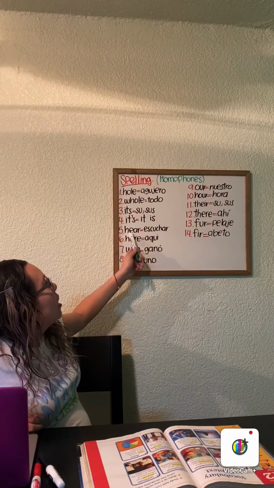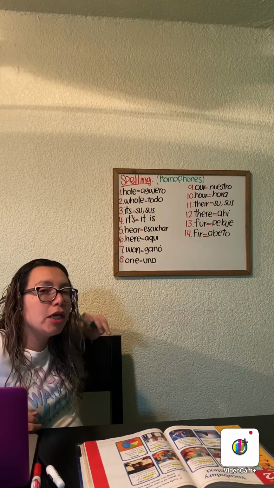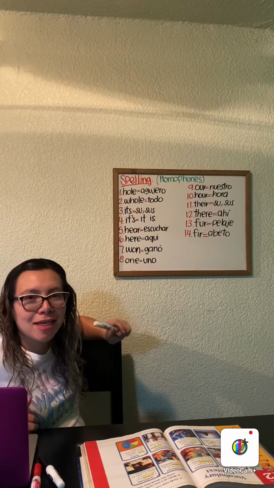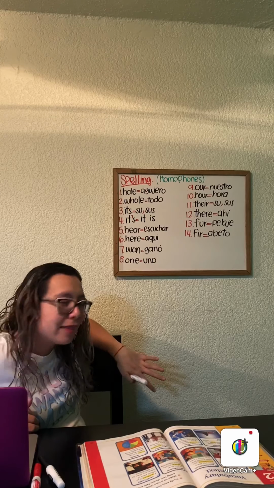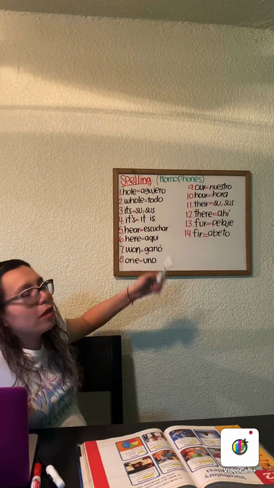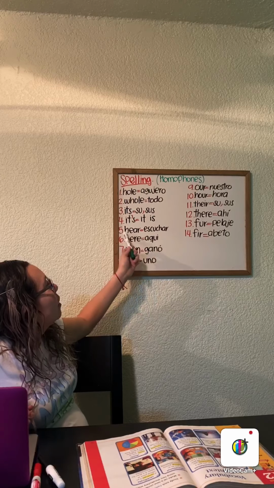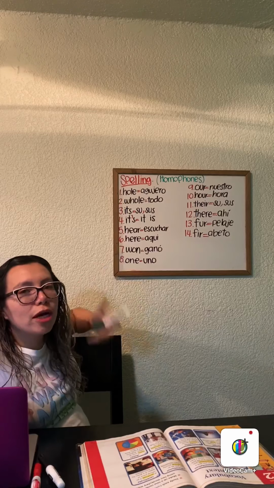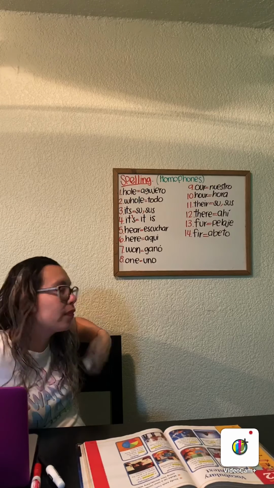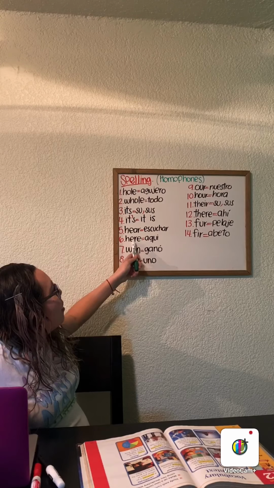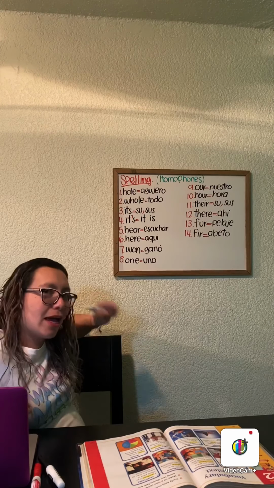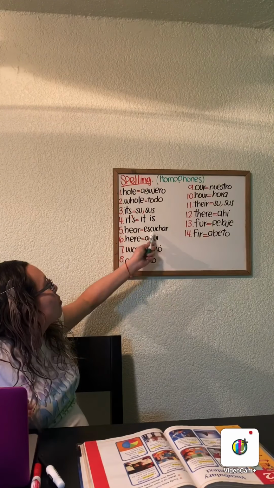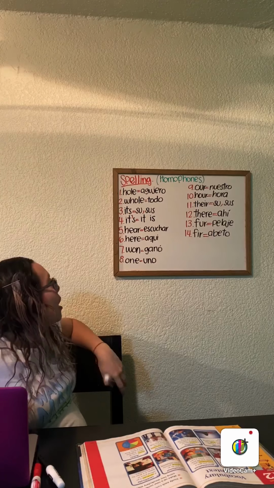Number 5, here. Number 6, here. Again, the sound is exactly the same, but they have different spelling and different meaning. Here with the EA means escuchar. Here, escuchar. And here with the ERE means aquí. Here, but they sound exactly the same. Here, escuchar. Here, aquí.